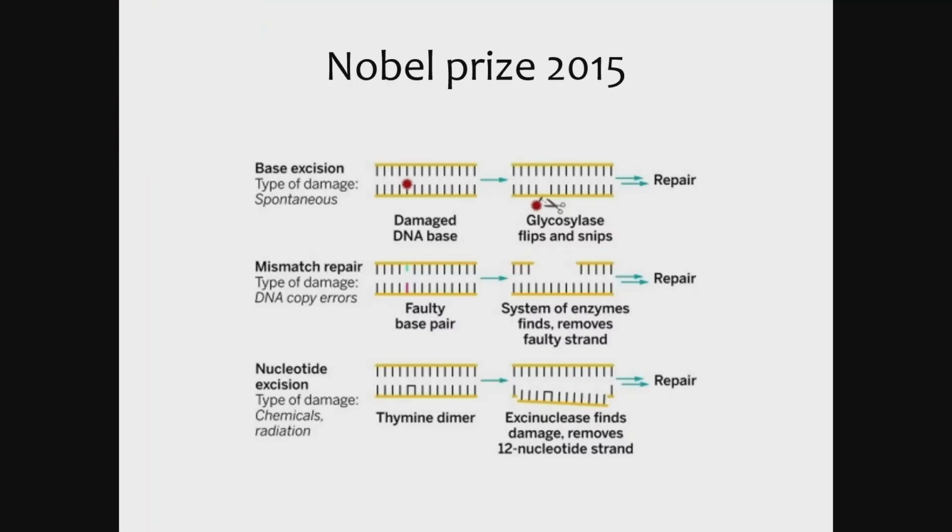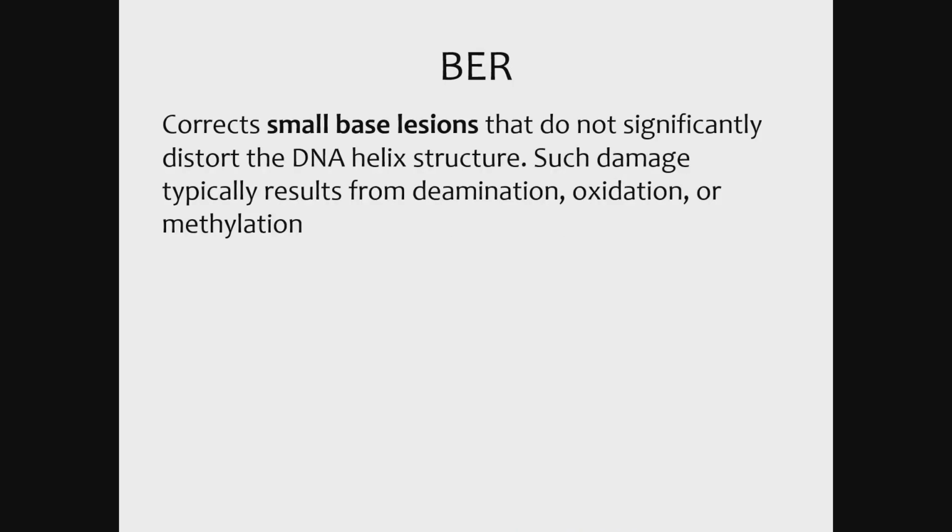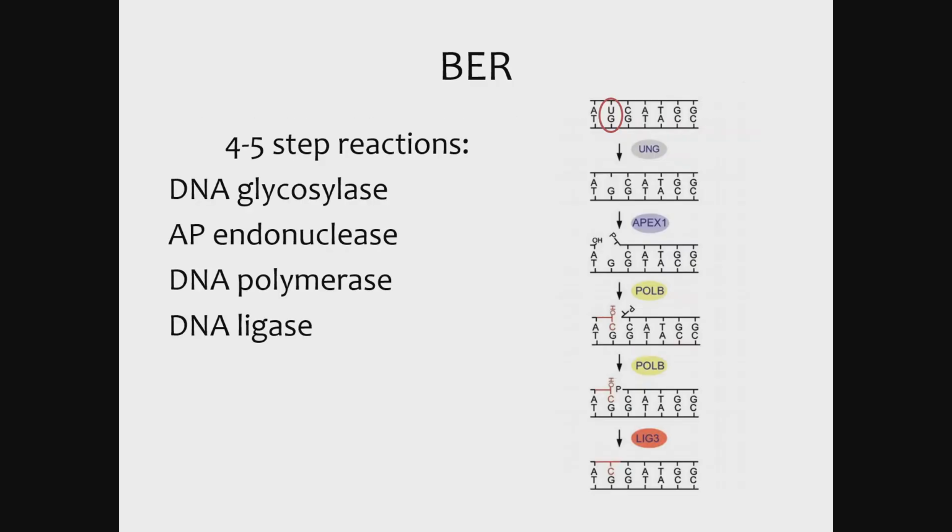Okay, so these are the Nobel Prize winners for 2015, just to point out how important DNA damage and DNA repair are. And we will start with base excision repair, which corrects very small base lesions, like one single base that is oxidized, deaminated, or missing. This is the system that will correct it, and it has 4 steps.